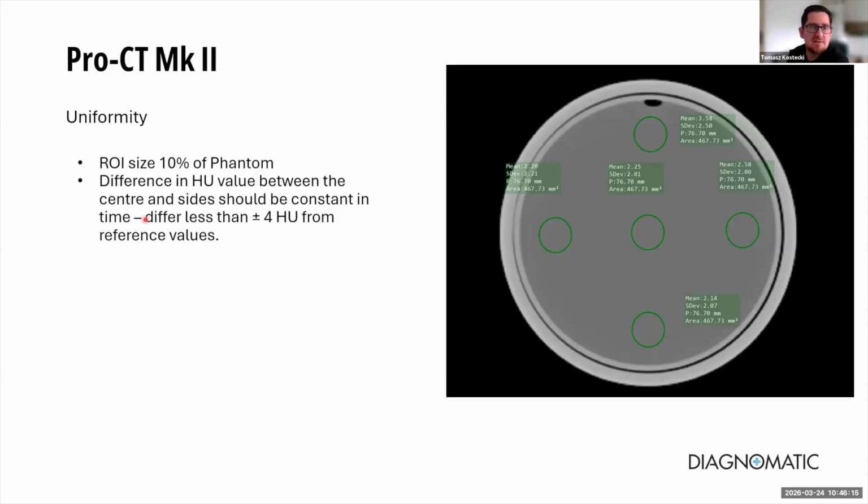Okay, next test with the homogeneous module is the uniformity test. You place 5 ROIs in a cross, and the difference in the Hounsfield units value between the center and the sides should be constant in time. So you compare it to the reference value, and you get the results of the test.